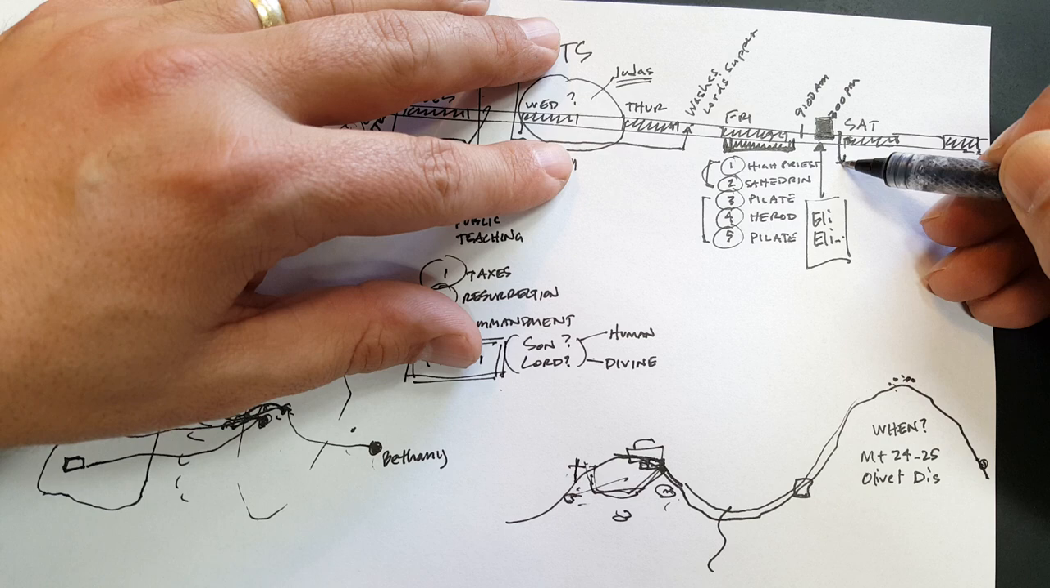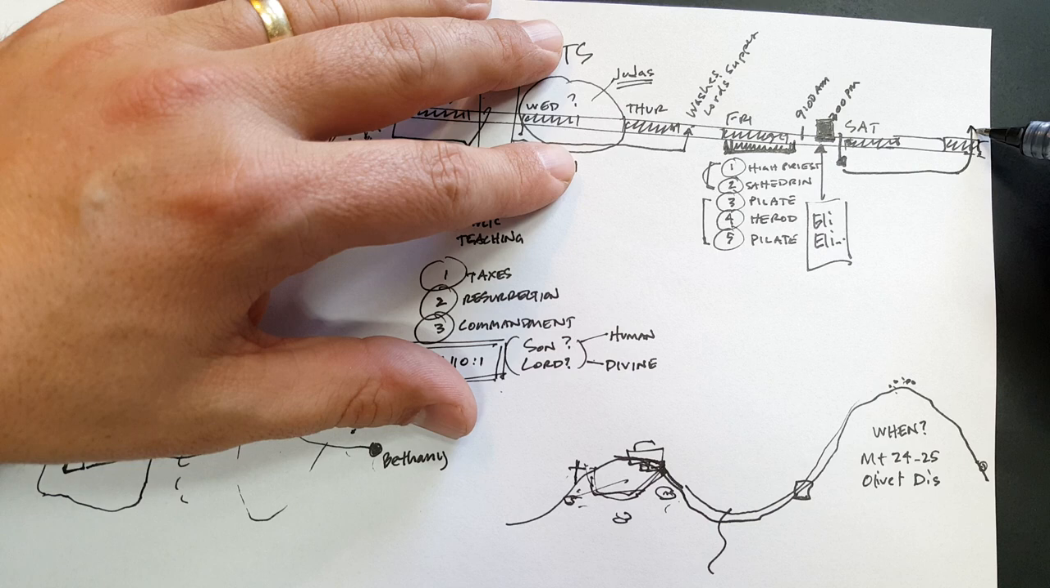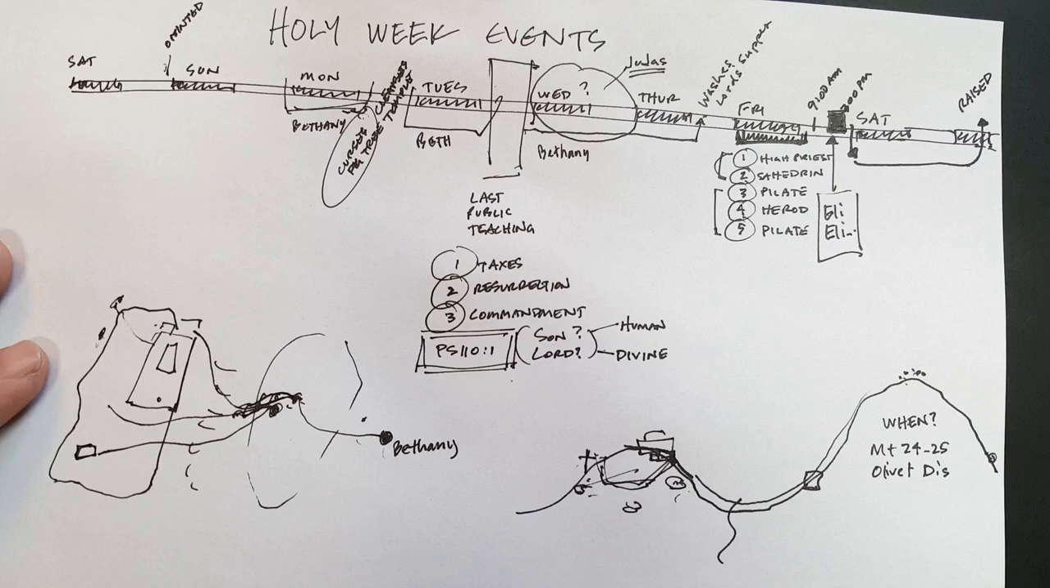Those are the events of Holy Week. Now, Jesus stays in the tomb all that day Saturday, and then sometime early on Sunday, before the sun is even up, Jesus is raised from the dead to our great joy and our great comfort. So this is the sketch of the events and the week of Holy Week.